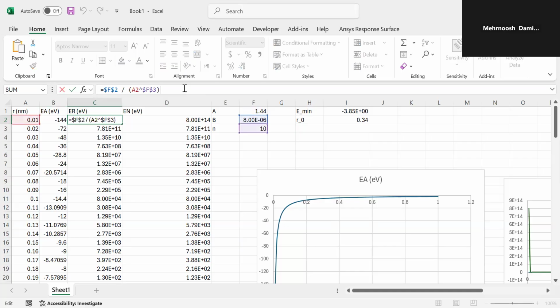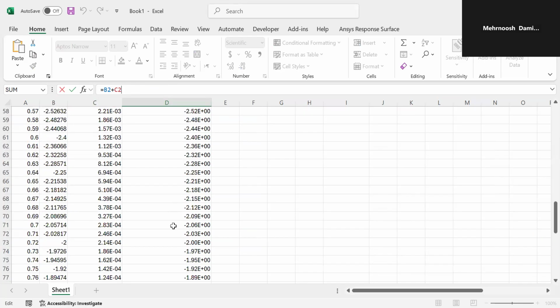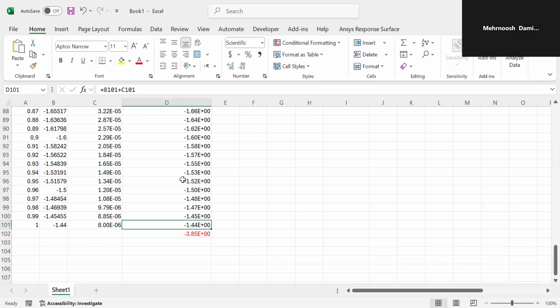Okay, what is the repulsive one? It is B. Look at here. B is 8E minus 6. Divide by R to the N. R, that is A2. And what is N? It is F3. If you see, it is 10, in the purple color here. Okay, again, drag up to N. And what is EN? That is the net, the summation of attractive and repulsive. Again, drag that up to this. Okay.